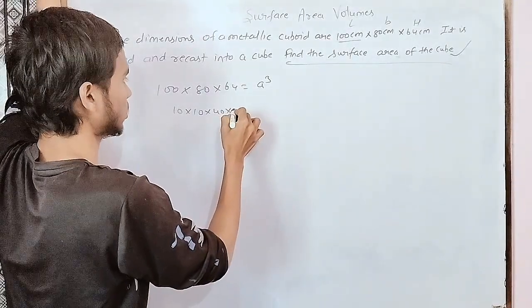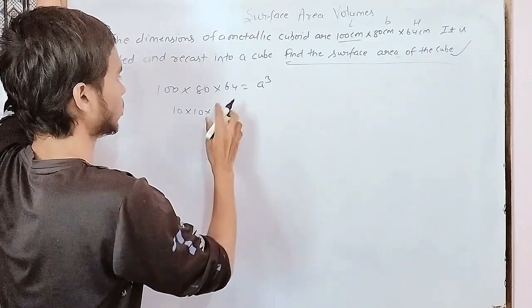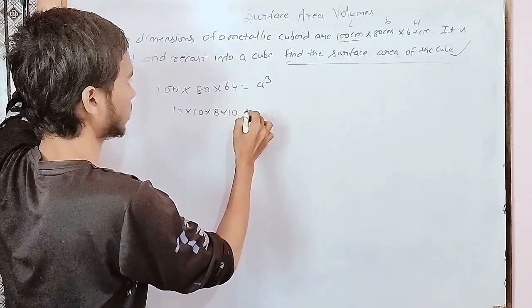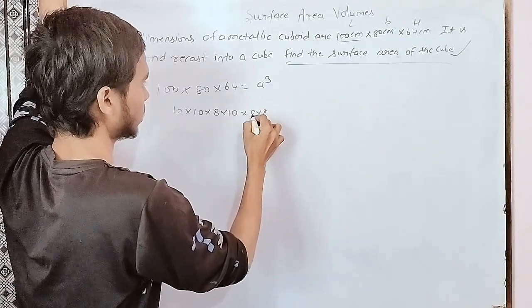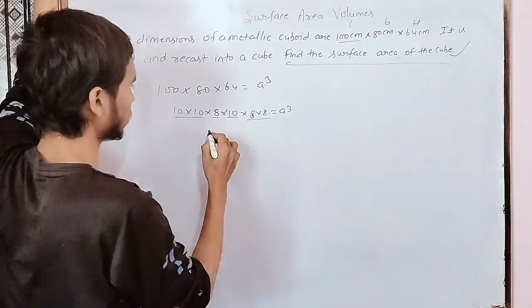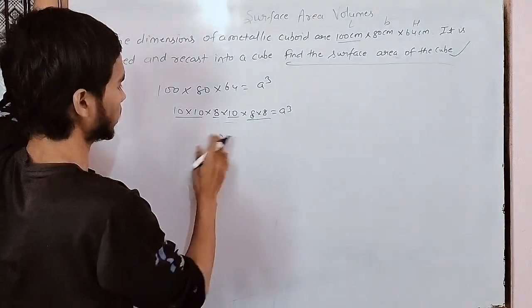40 multiplied by 20. 8 multiplied by 10. Now 8 multiplied by 8. Now this 3 and this 3. So here A and A.